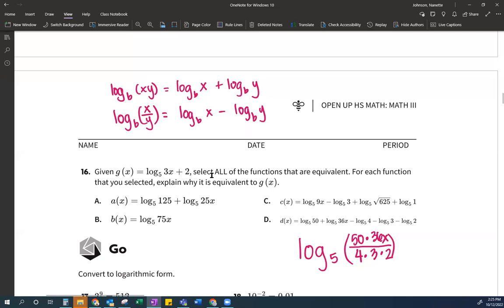So let's see. Select all the functions that are equivalent to this thing here. Okay. I don't know. It doesn't look like it yet. So I'm just going to play with this a little bit to see if there's anything that I could do. So is there anything that you could do inside this parentheses? Ignore the log base 5 for real quick. Is there anything that you can do right here?